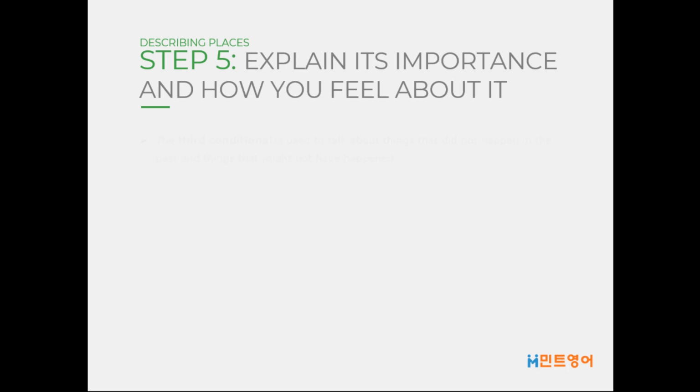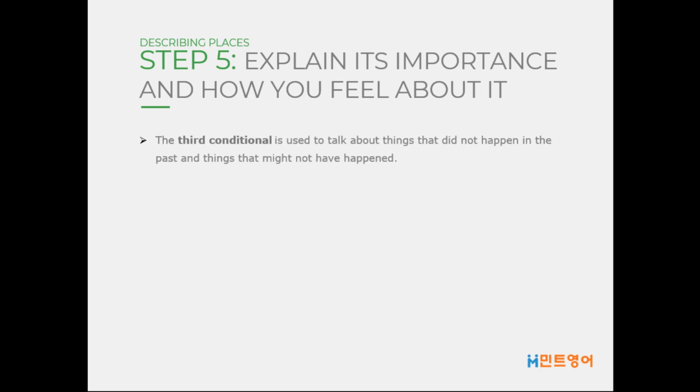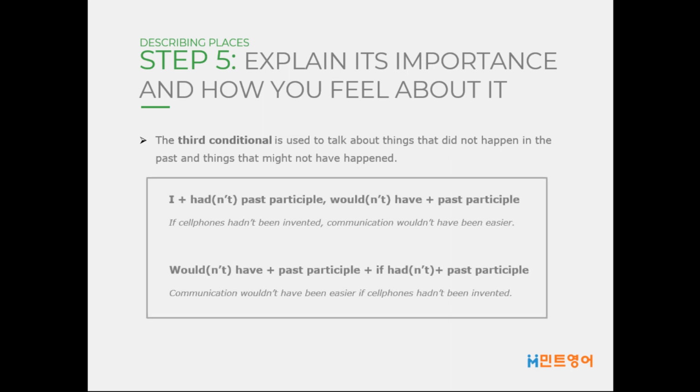The third conditional can be used to explain why an object is important. It is used to talk about things that did not happen in the past and things that might not have happened. Again, the auxiliary verbs and modals, affirmative or negative, are to be stressed because these words give meaning to the sentence. The structures for third conditional are the following.